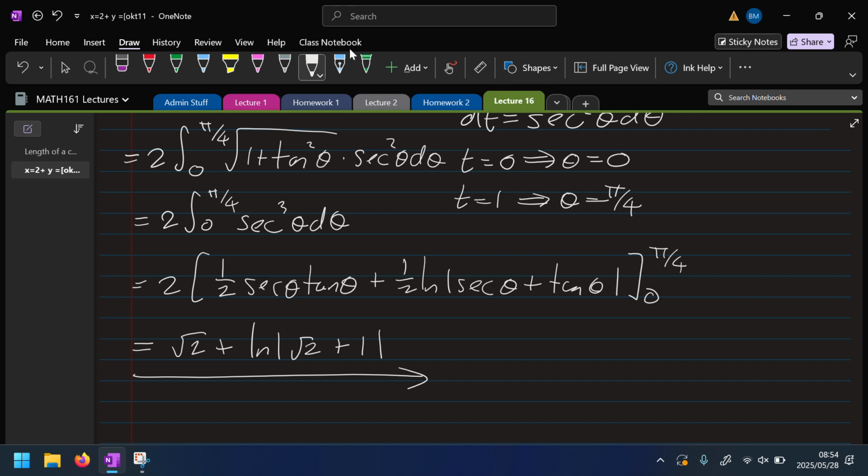Okay, all of them are pretty much exactly the same. You're given x and y. You need to find x dot and y dot, substitute, and then just treat it like a normal integral. Okay, with whatever technique you need.